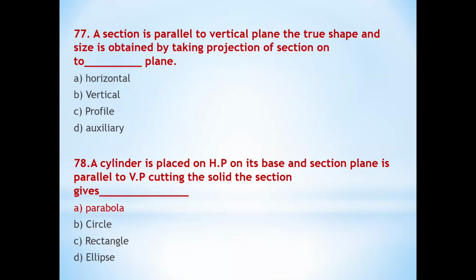A section plane is parallel to the vertical plane. Then the true shape and size is obtained by taking the projection of the section on dash dash plane. We can tell it directly now, because if the section plane is parallel to the vertical plane, then definitely we will get the true shape on the vertical plane. Let's see the options.